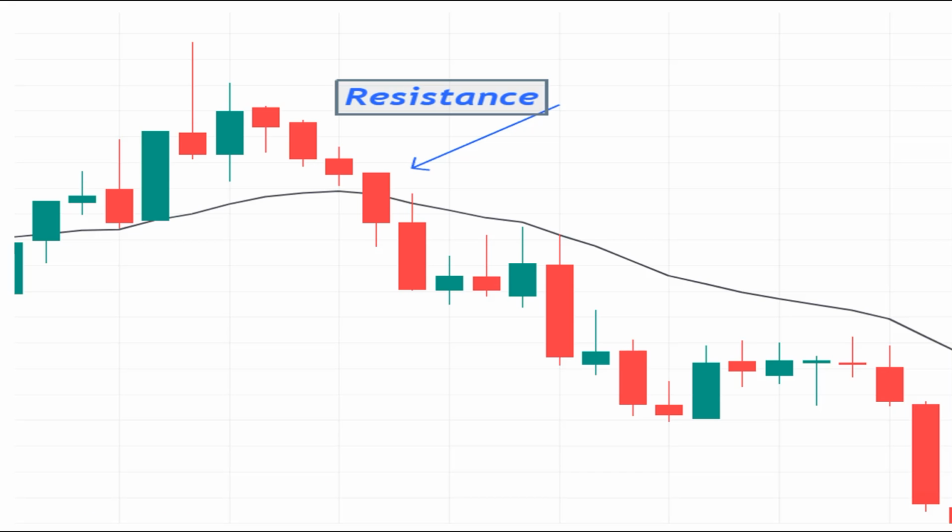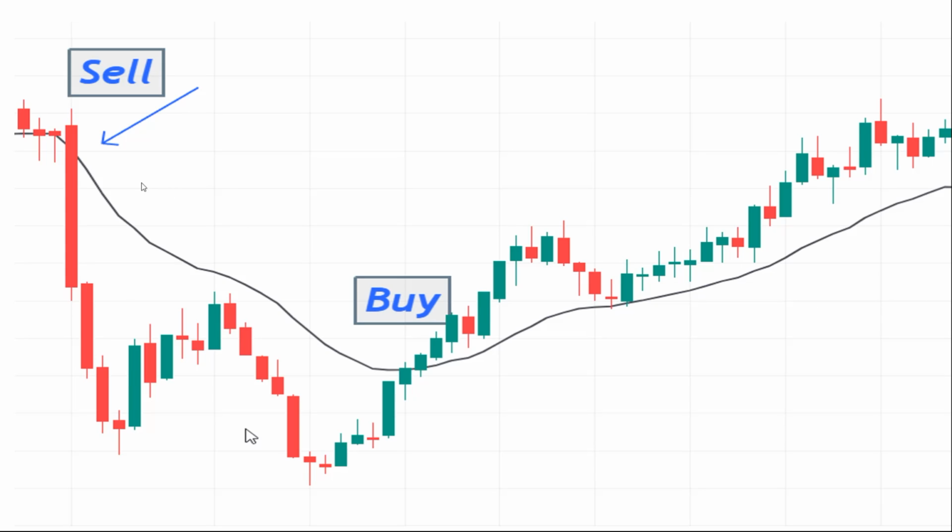Means the trend is bullish, price will always try to take support at the EMA. If the trend is bearish, we can see that the EMA will be acting as the resistance level. Means price is trying to break this resistance level and we are getting the rejection from the EMA. So one can enter into the short trade below that. Simply, if the price is below the EMA, it is a sell signal. If the price is remaining above the EMA, it is a buy signal.